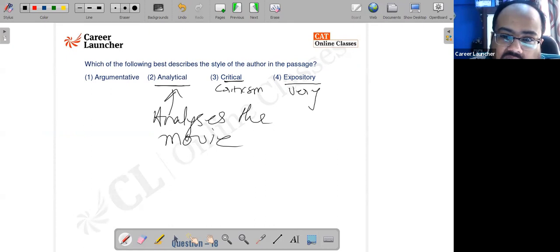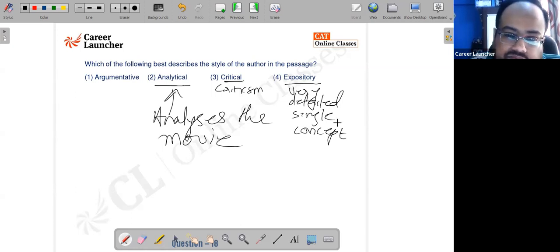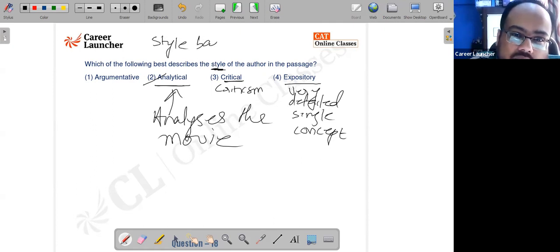Expository means very detailed. And generally in case of expository, it's a single concept that is discussed. So it's not expository; analytical is a better option. This concept is asking us for the style of the author. In one of our later classes, we will be discussing this question type separately. We will discuss style-based questions.